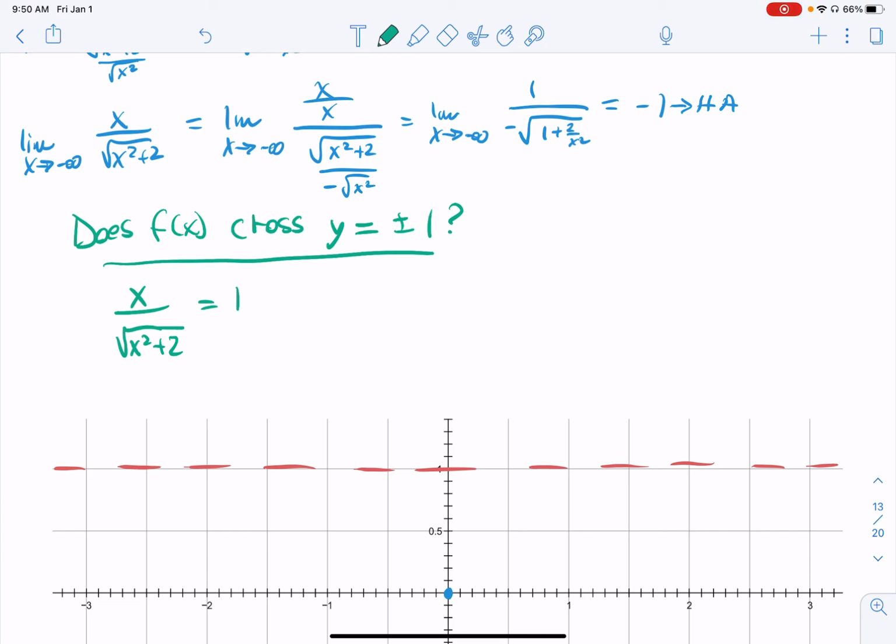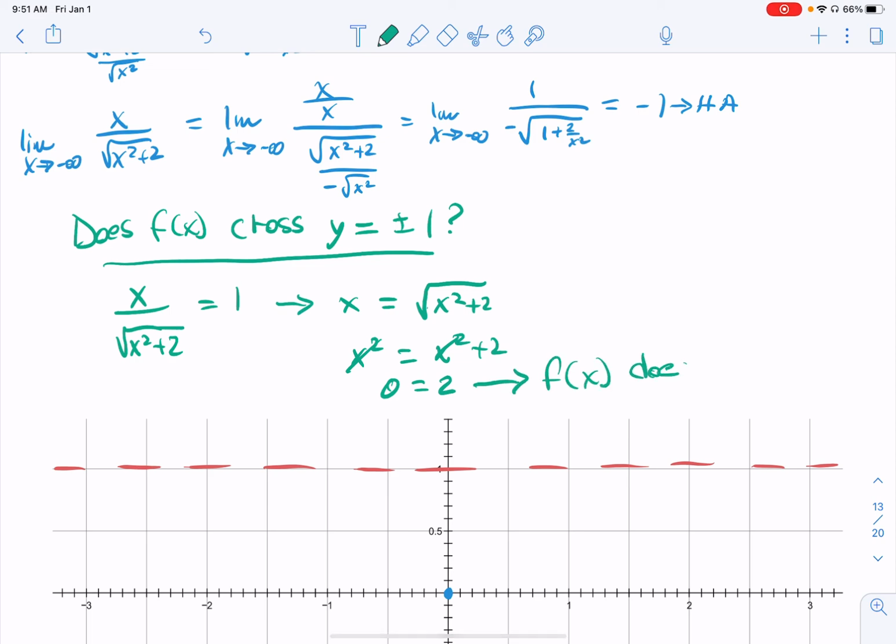All right, you have to do it separately, right? Equal to plus or minus 1. So we're going to cross multiply there, and I'm going to have x is equal to the square root of x squared plus 2. All right, so how do you solve this equation? Well, you square both sides. So on the left-hand side, I have x squared, and on the right-hand side, I'll have x squared plus 2. And now if I subtract x squared from both sides, I have 0 is equal to 2. What does that mean? It means a whole bunch of nonsense, and it means that f of x does not cross its horizontal asymptotes.